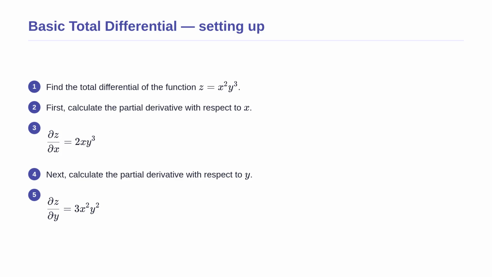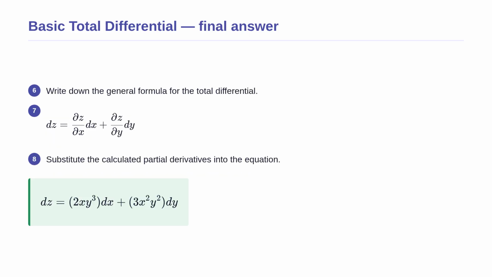The derivative of y cubed becomes 3y squared, giving us 3x squared times y squared. We now have our two independent rates of change. Now that we have our partial derivatives, we write down the general formula for the total differential, which acts as our master template. We will substitute the two partial derivatives we just calculated into this exact equation.